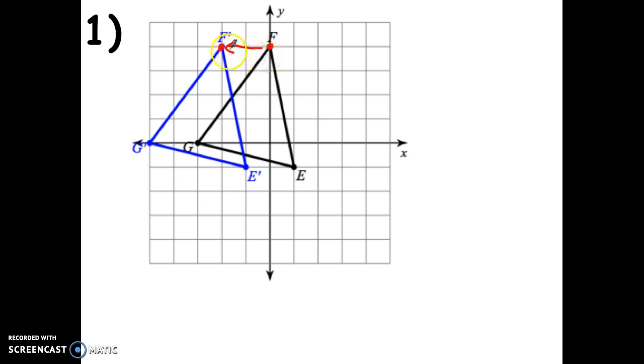So what direction did we move to get to F prime? We moved left. Now, the next question is, how far did you move? How many units did you move left? Okay, we started at F, we went 1, 2 units. So we know we went left 2 units. Now that we're clear on what actual transformation occurred, we can begin to write our function.